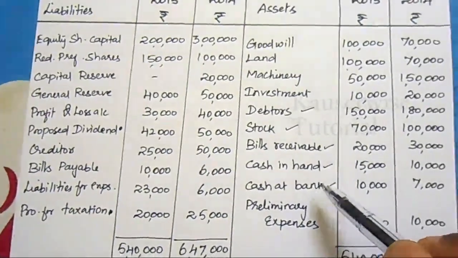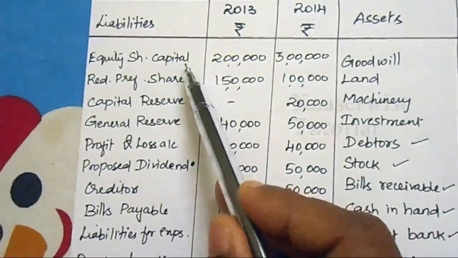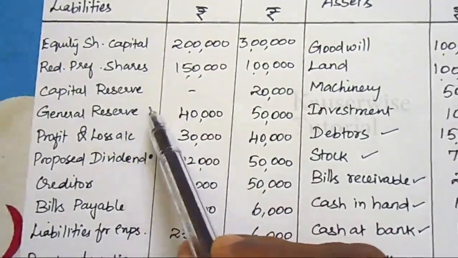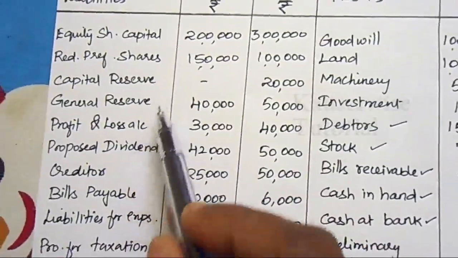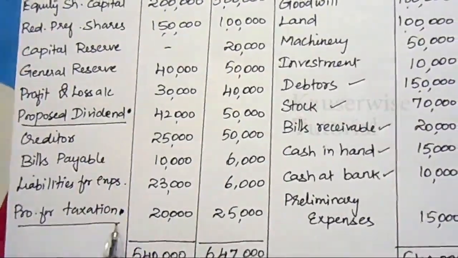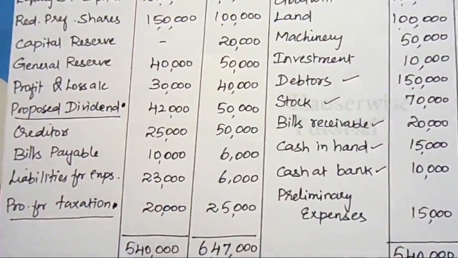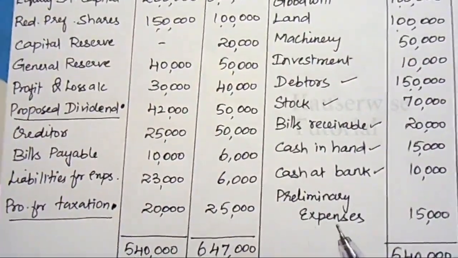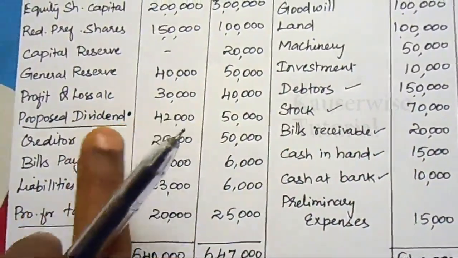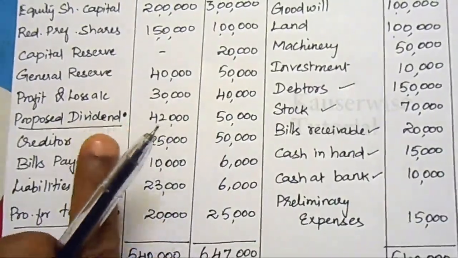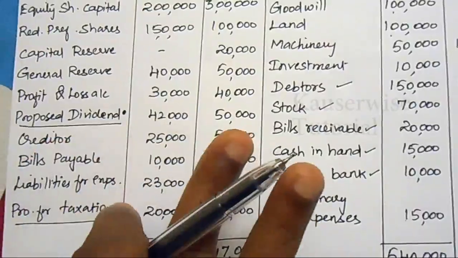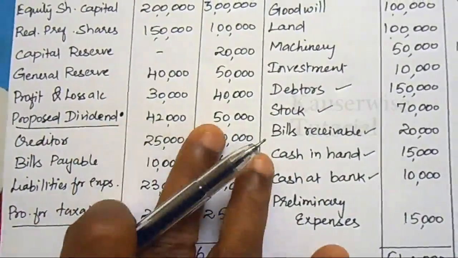Look at the liability side. Equity, non-current liability, preference also non-current liability, capital reserve, general reserve, profit and loss account. So these are all non-current liabilities. Proposed dividend and provision for taxation can be considered as current liability or non-current liability. Okay, so if we consider this item as a current liability, then this will be recorded only in the schedule of changes in working capital. That's all. Again, you need not show it anywhere.